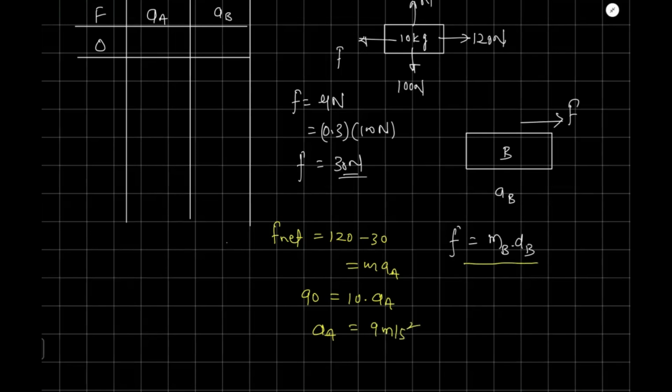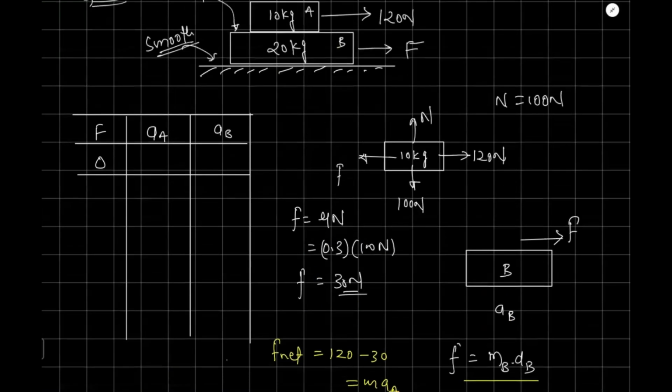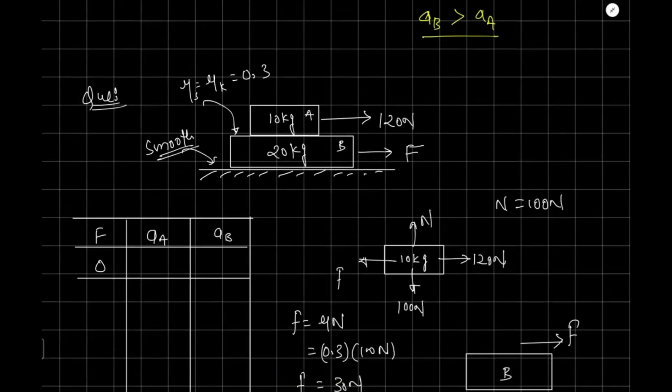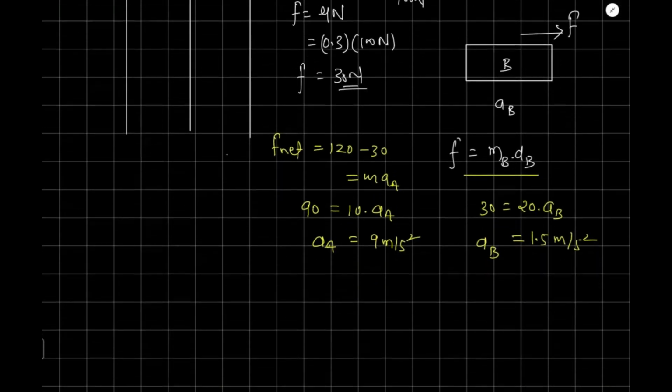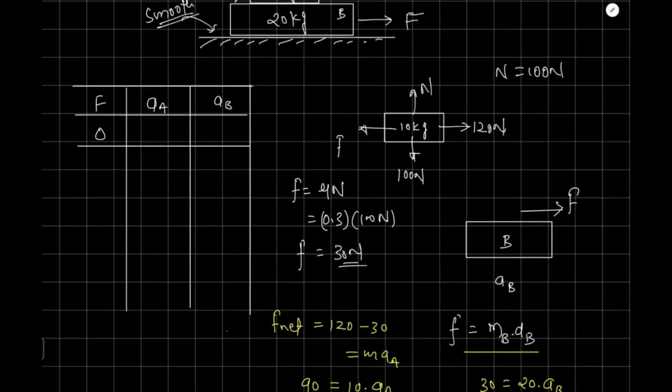Similarly, if you solve the same way for block B, you will get F, that is the friction force, 30 Newton, equal to 20 into acceleration of B. So we'll get acceleration of B equal to 1.5 meter per second square. Now we can see here the force is acting on block A, and the acceleration of block A is more than the acceleration of block B, which is possible. So we can say the acceleration of A can be greater than or equal to acceleration of B here, and the maximum friction is already acting. So acceleration of A is 9 meter per second square, and acceleration of B is 1.5 meter per second square. Let's take the value of F equal to 120 Newton.